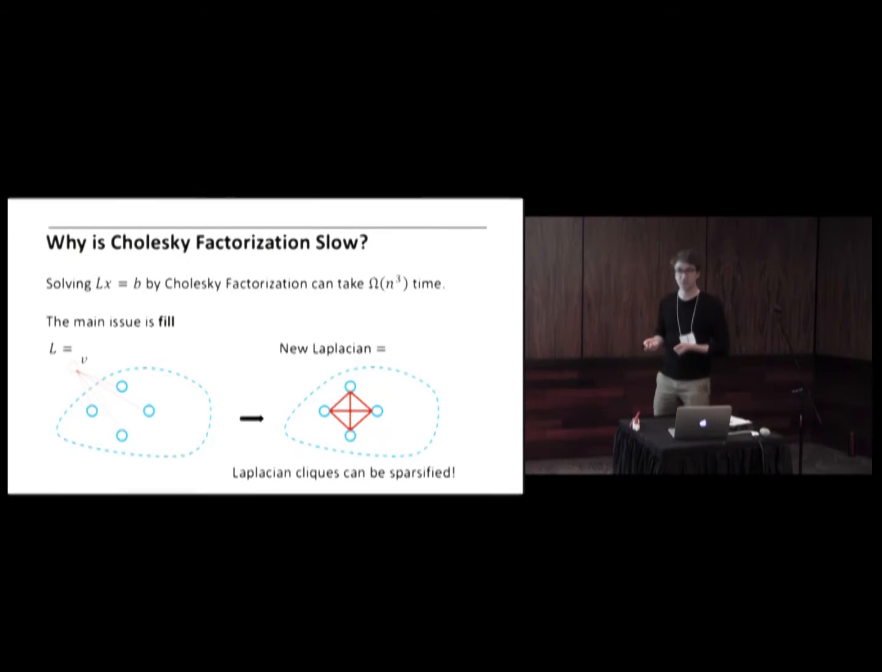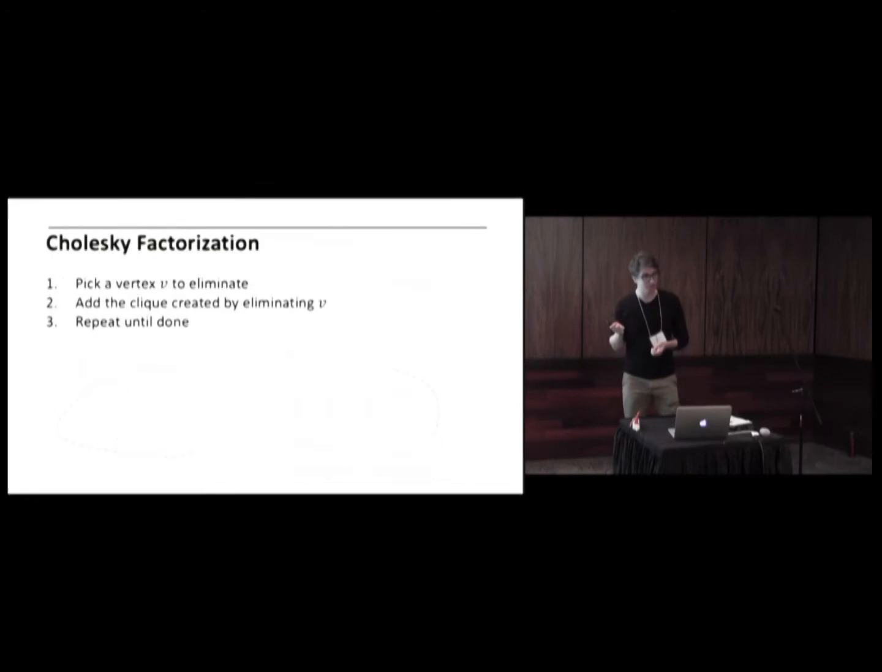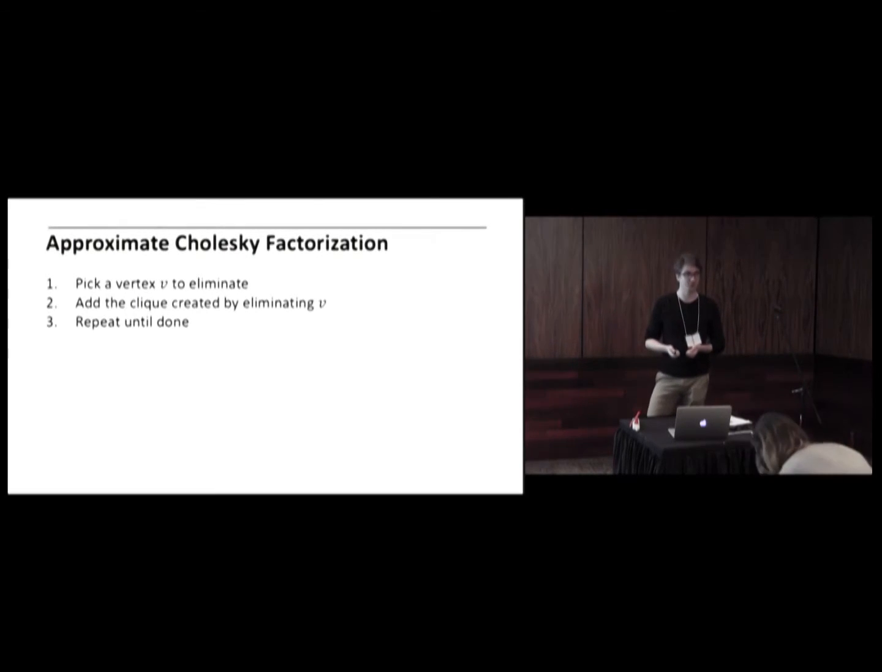So we could hope to replace this clique with an approximate version that's sparse, while still ensuring that our new matrix is a good approximation of the old one. And this, in fact, is exactly what we'll do. So just to recap Cholesky factorization: pick a vertex to eliminate, add the clique created by eliminating v, and repeat until you're done.